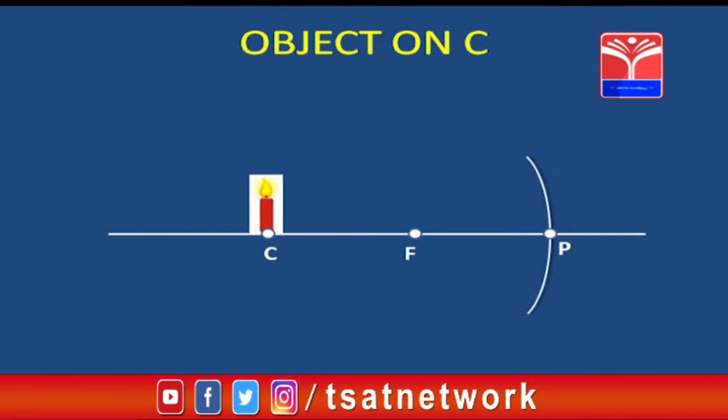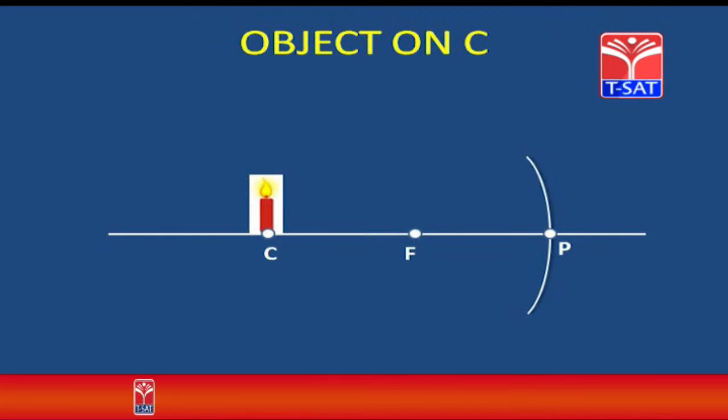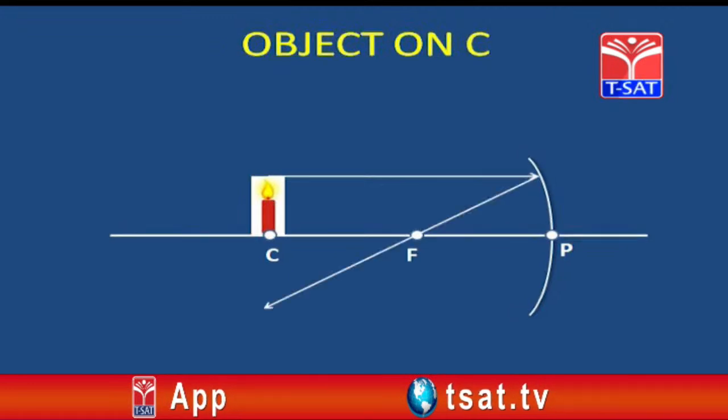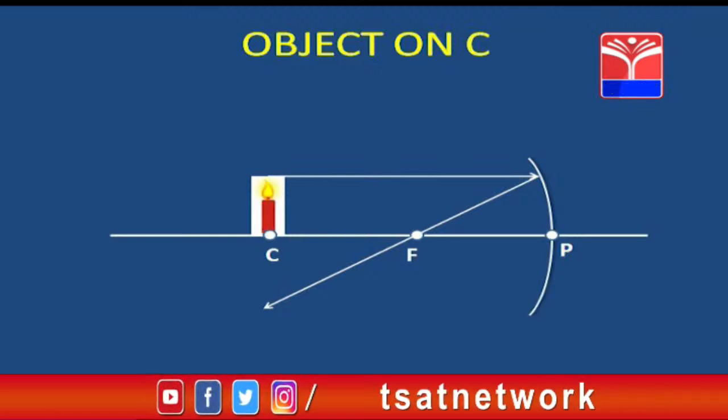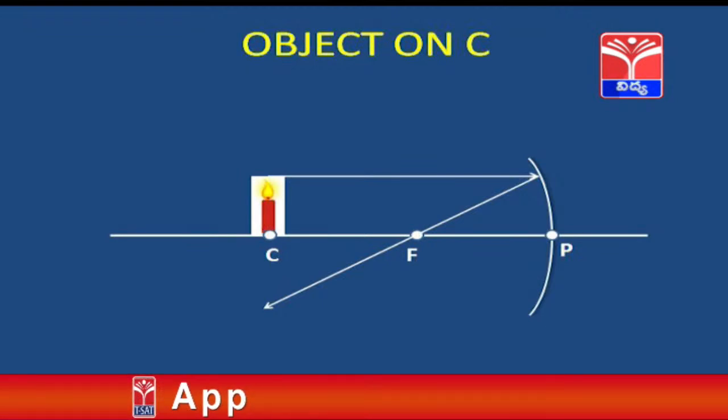Now, we will shift the object to C. Okay, children, object on C. According to the experiment, it is 40 centimeters. Now, we will see where we are getting the image. The principal axis, pole, focus, center of curvature. The object is placed on the center of curvature.